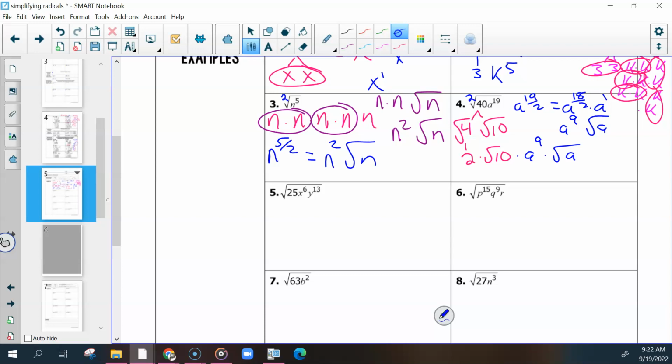So then everything outside would be next to each other, and everything inside would be next to each other. So you'd have to rearrange. The 2 and the a to the 9th would come out front. The 10 and the a would both be underneath the rest. So 2a to the 9th times the square root of 10a. And then again, we could check the numbers, but we couldn't check the variables to make sure we did this right. What questions do we have about this so far?